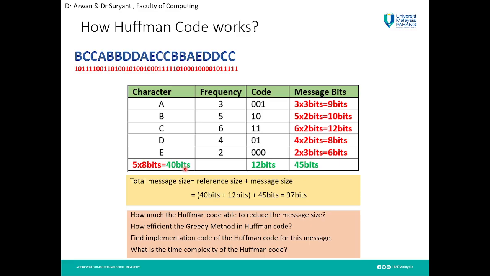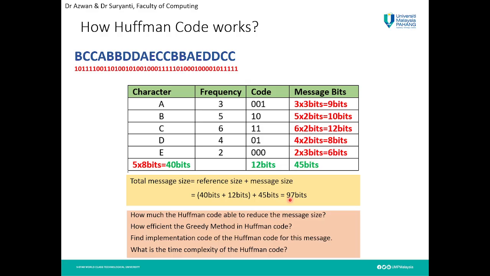The same thing, we need to get the reference. The reference comes from the ASCII code and the code that we generate using Huffman. So we have 40 plus 12 bits, and then we add the message size. Our message size is 45. So in total we have 97 bits.